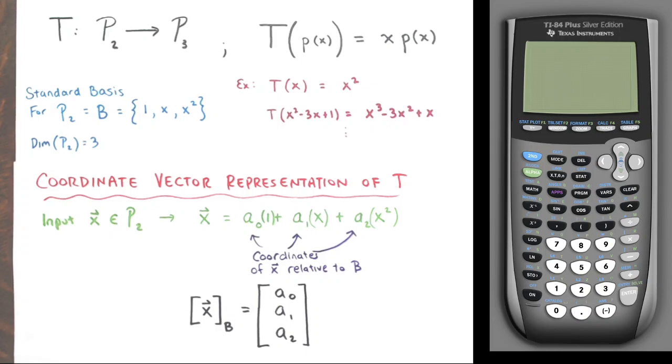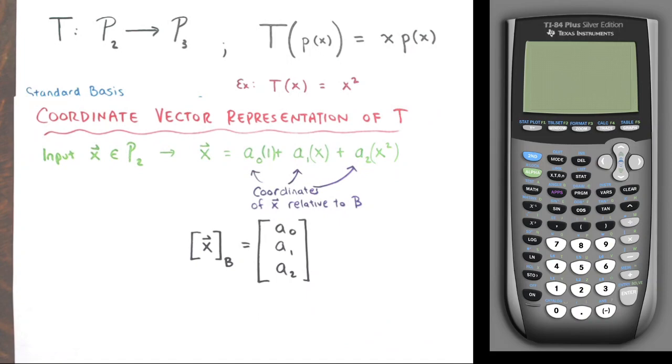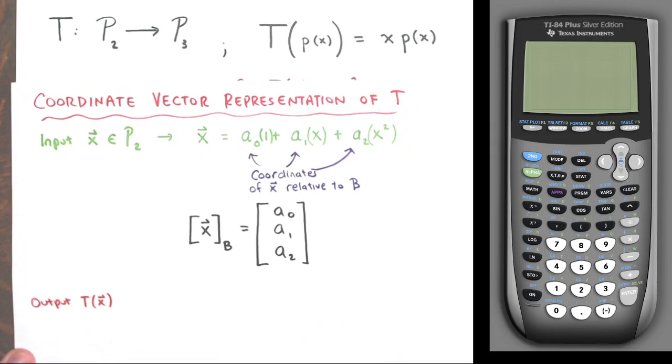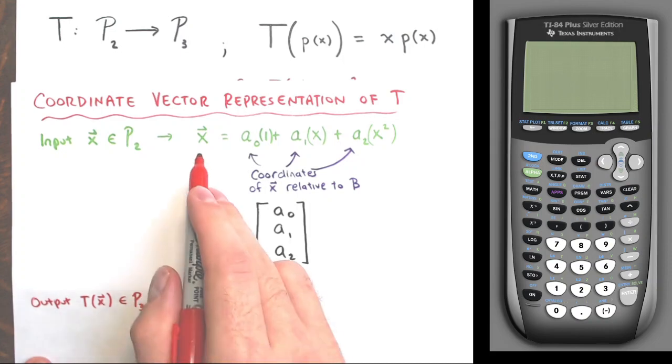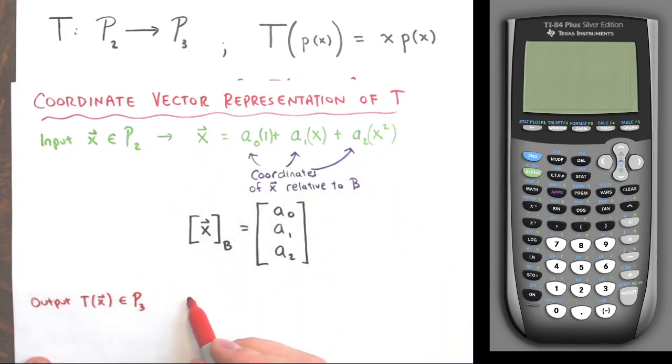And then the output. Remember, the output is, what is T of x? What is the value of the transformation, or the image of x under this transformation? And this would belong to the codomain, P3. Well, let's go through it and remember x looks like this. What is T of x?